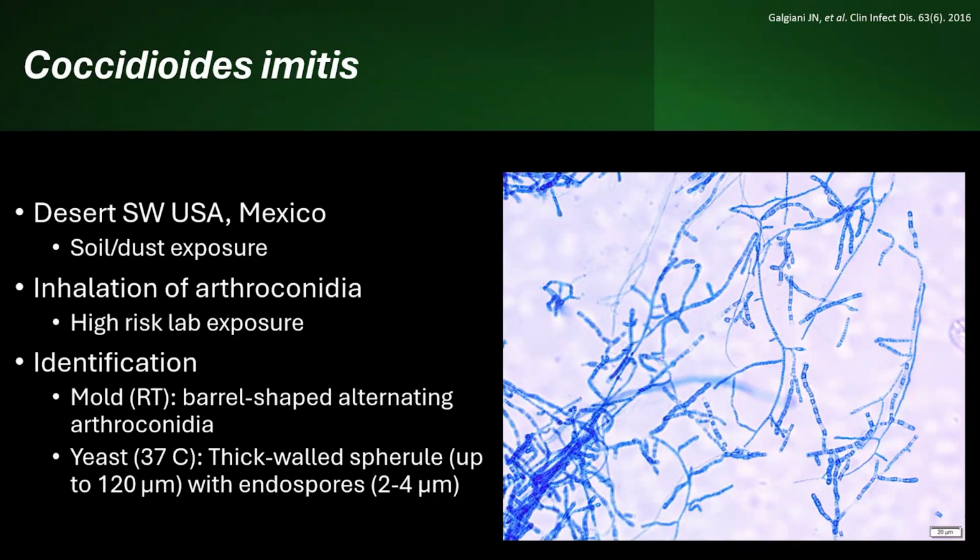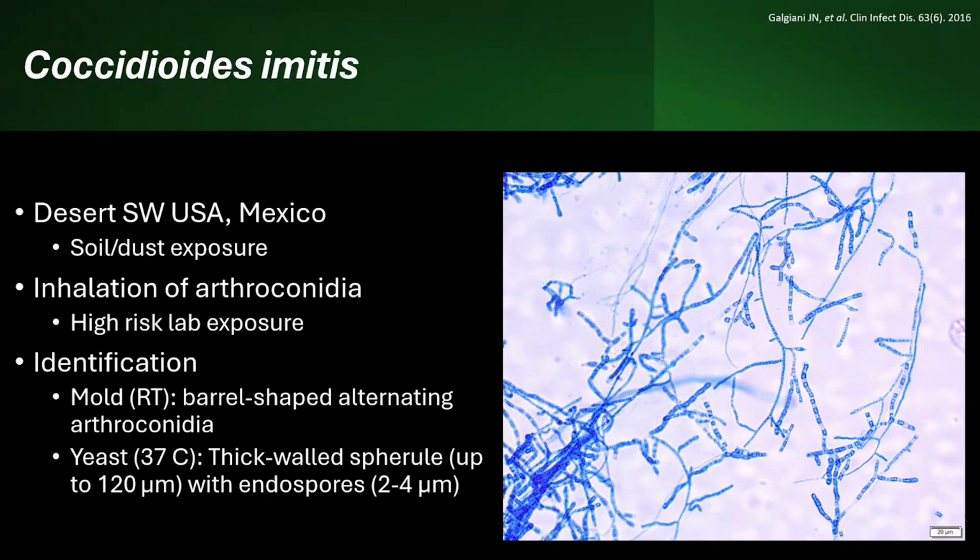Coccidioides immitis is endemic to the desert southwest of the United States as well as northwestern Mexico. Exposure is largely related to aerosolization of soil and dust, so think sandstorms, construction, those kinds of things out in Arizona, Southern California. Transmission is via inhalation of arthroconidia.